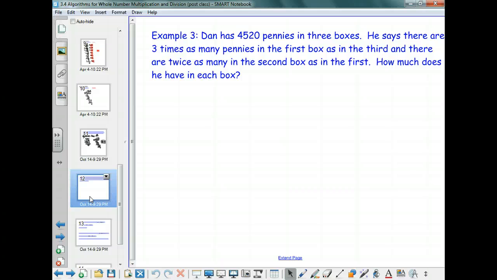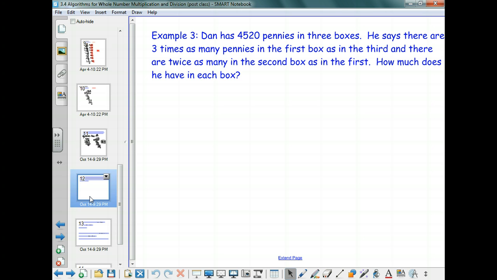Dan has 4,520 pennies in 3 boxes. He says there are 3 times as many pennies in the first box as the third, and there are twice as many in the second box as the first. How much does he have in each box? So these last 3 problems feel much like we're turning back into chapter 1 where we're doing problem solving, right? There's several different things you could do. Somebody suggest something.